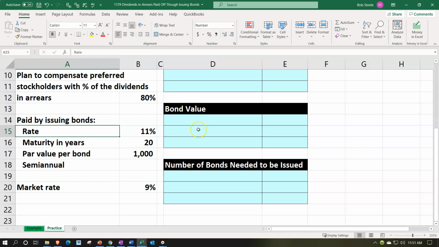So we'll have to figure out how many bonds we're going to issue. The rate on the bonds is going to be the 11%. Maturity in 20 years. The par value per bond is $1,000, and they're going to be semi-annual bonds. We have a market rate of the 9%.